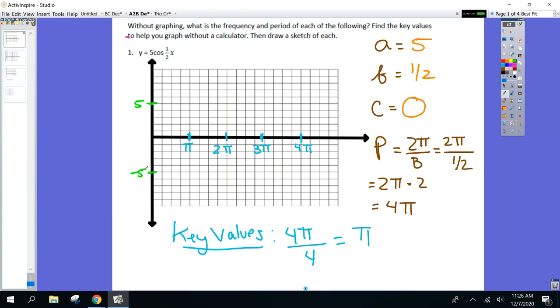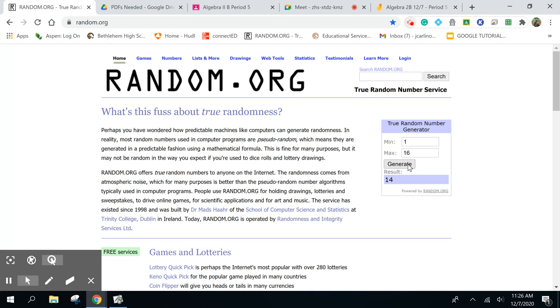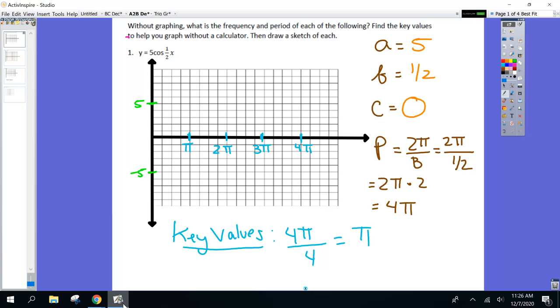All right, somebody's going to tell me something about cosine now. Tell me something about cosine. Eliana, where does cosine usually start? The maximum, which is 5. Keep talking. Where's it going to go? It goes to the midline. Good. Again, guys, midline equals your C value.